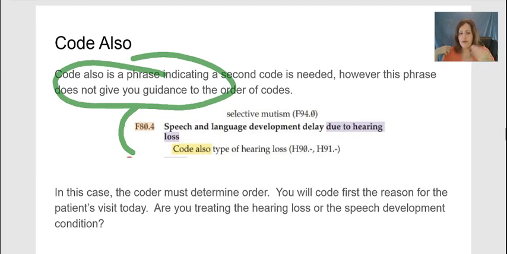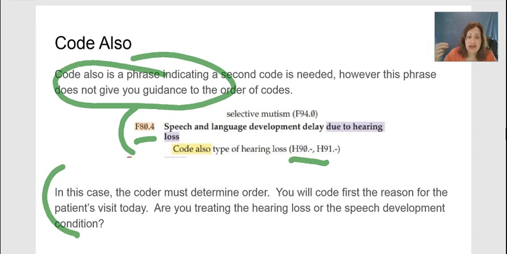This is typical for a toddler, young child. If they have hearing loss, they don't learn to speak properly because they can't hear how mom and dad say the words. And so they do their best, but they don't always get it right. Okay? So they're telling you that you need to code for the speech and language delay and the hearing loss, but they don't tell you which one is first. So how you know depends on why did the patient come to your office today. Are you treating the hearing loss or the speech problem?